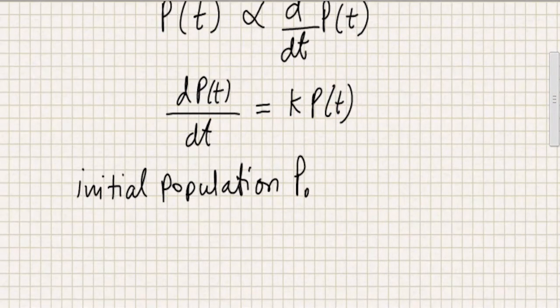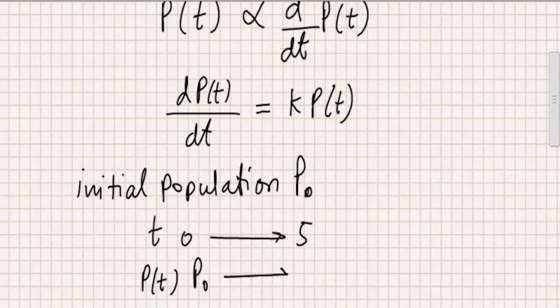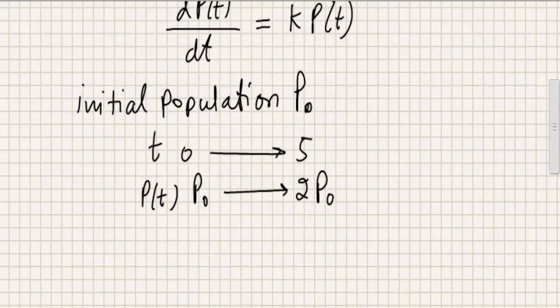So we are using P0. This P0 could be any value. It could be a number of people like 1000, 2000. It could also be a constant like P0. The information that we are given is that the initial population P0 has doubled in 5 years. So when time goes from 0 to 5, the population P(t) goes from P0 to 2P0, right? This is how we can translate that statement into maths.